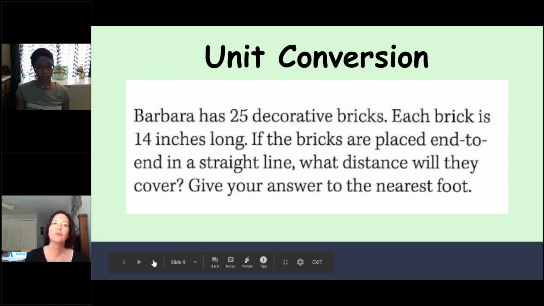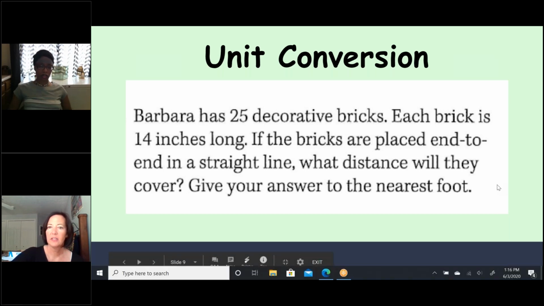Okay, so let's try this one. Barbara has 25 decorative bricks. Each brick is 14 inches long. If the bricks are placed end to end in a straight line, what distance will they cover? And then importantly, it says, give your answer to the nearest foot. You want to try that one?